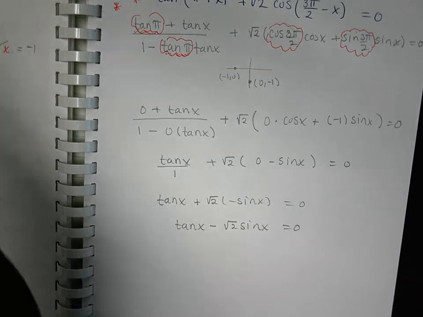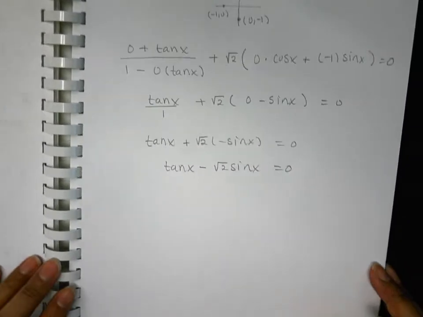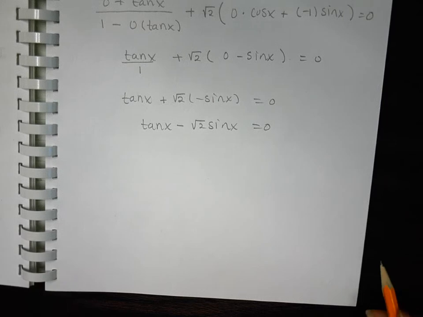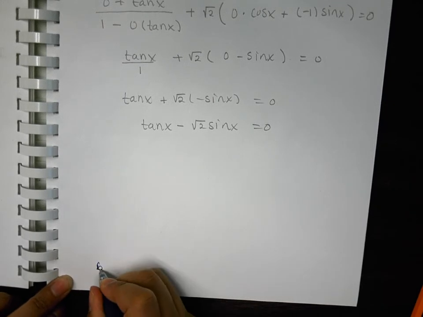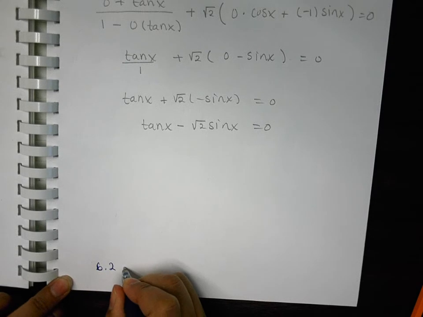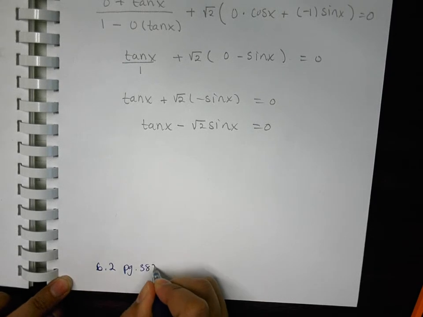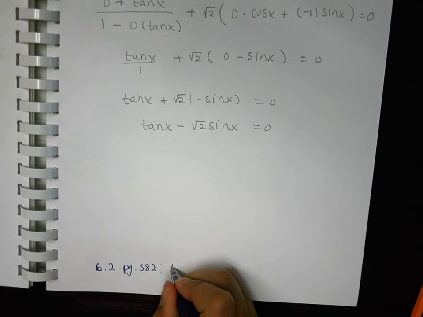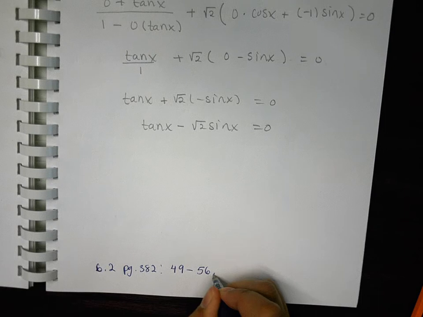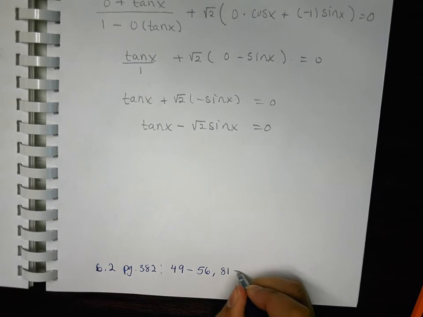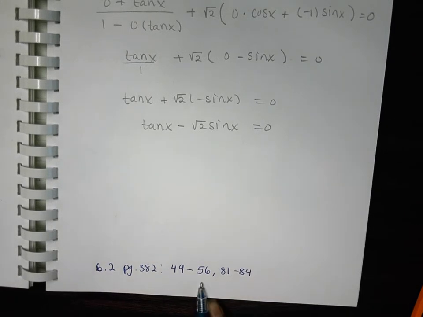Okay, I'm going to quickly write down the assignment down here, so we're going to take a quick pause. This is 6-2, page 382, 49 through 56 and 81 through 84. That's not a whole lot. All right. We're good? Okay, I'm going to continue with this problem.